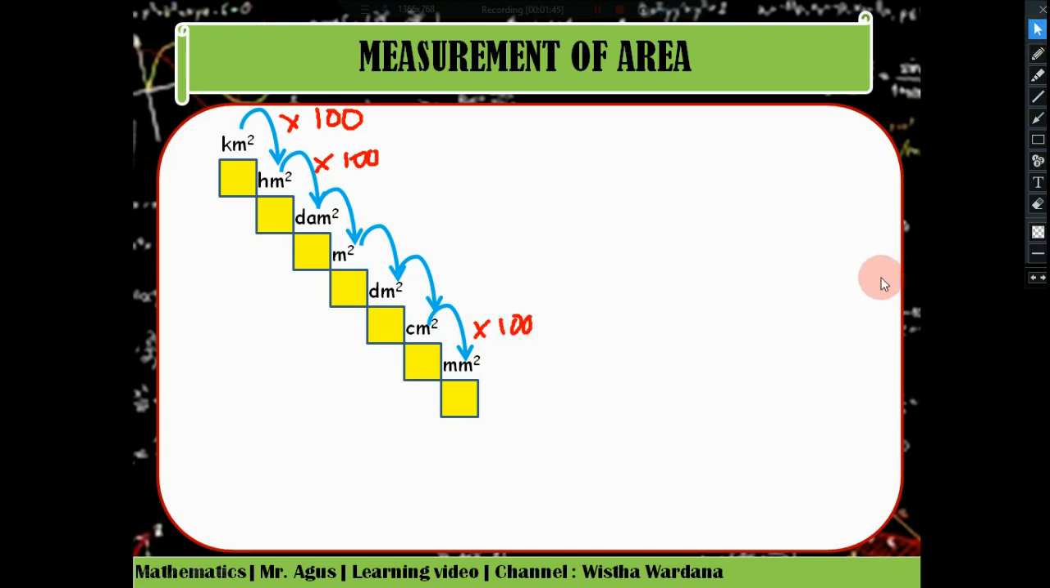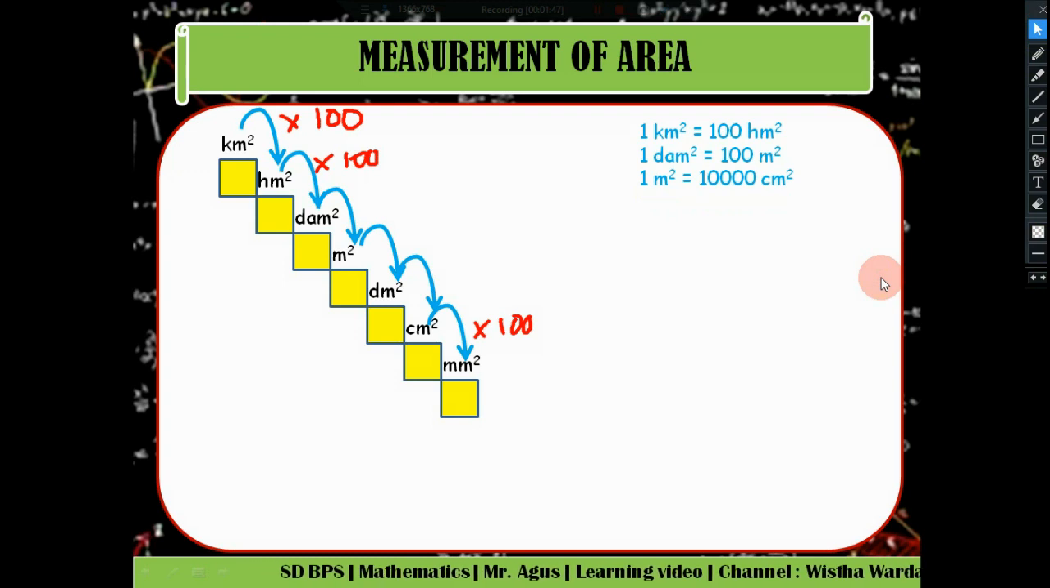So, for example, if we have square of 1 kilometer, if we would like to change it into square of hectometer, you have to move down 1 step from square of kilometer into square of hectometer, so you have to multiply 1 square of kilometer by 100, so you will get 100 square of hectometer. Similar to the first example.